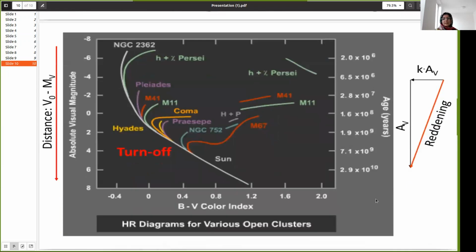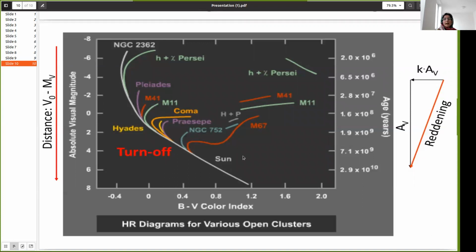And the last thing that I can say is the HR diagram for various open clusters. You see it is somehow like the main sequence, and there are different open clusters. Open clusters here, as I told you, are young. They are younger than others. For example, h and chi Persei is younger than M41. And for example, M67 is a very old open cluster. And you see something here, the turn off. We call it the turn off point.